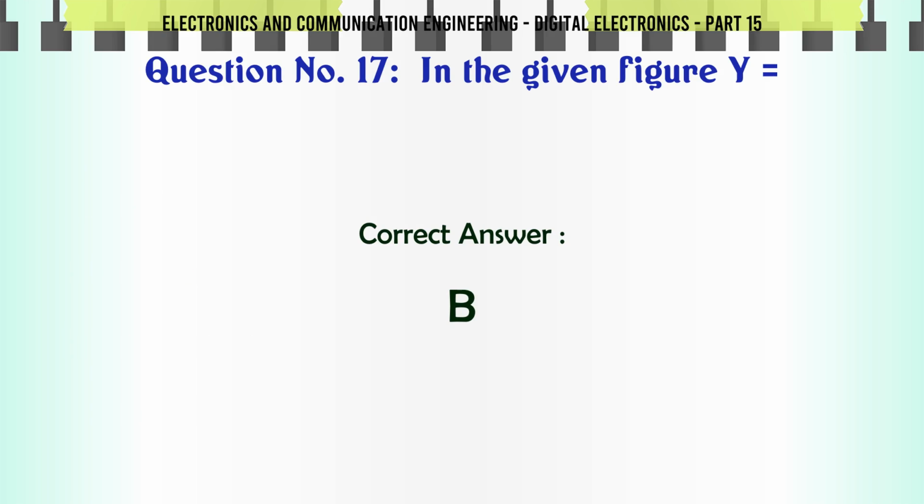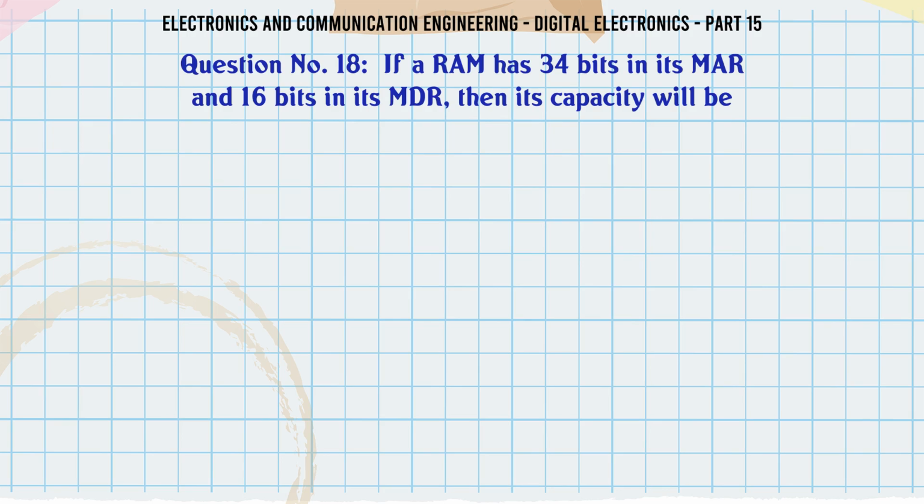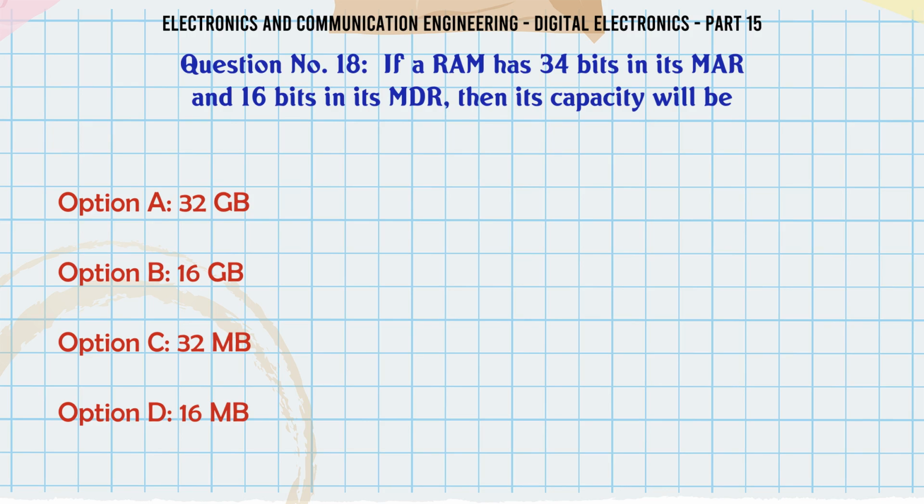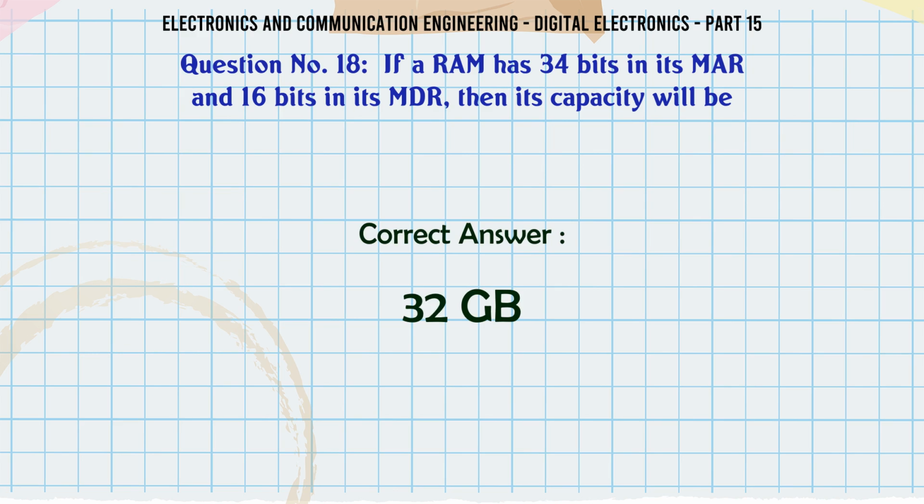The correct answer is B. If a RAM has 34 bits in its MAR and 16 bits in its MDR, then its capacity will be: A. 32 GB. B. 16 GB. C. 32 MB. D. 16 MB. The correct answer is 32 GB.